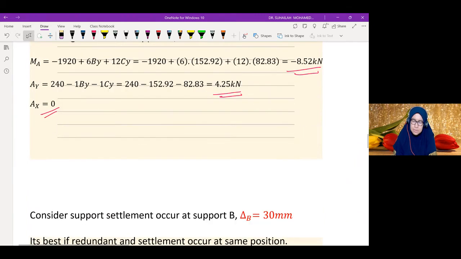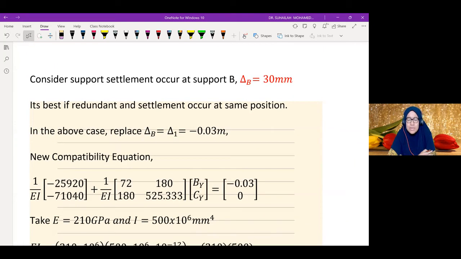So, okay, the same example. I extend this question. I put here the settlement. Normally the question has more than one sub-question, not one question only. Basically question A, question B, question C. Question A may ask you to solve without any effect, and then when you move to question B, you need to consider support settlement, for example.